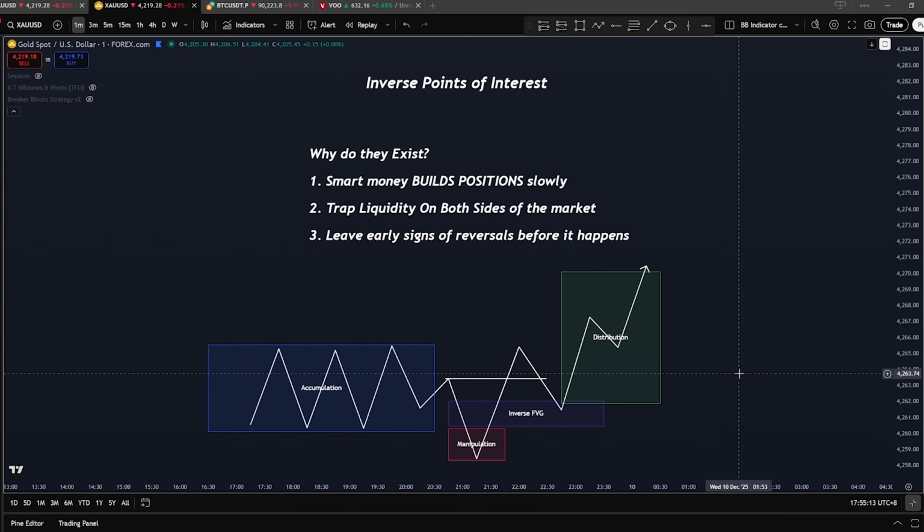And how do you know? And how do you use them? By number 1, being able to spot change of characters. Number 2, understanding and mastering your order blocks and fair value gaps. And when they fail with a body candle close, take note. Those areas can be used as potential inverse points of interest. Those are going to be your early signs of reversal before it happens.